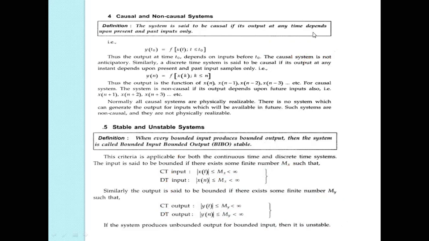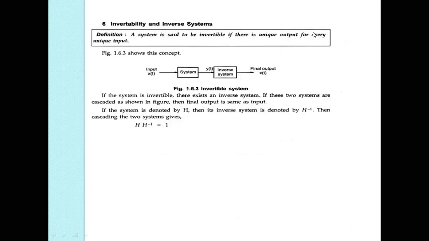Okay, my dear students. And the last one is invertibility and inverse system. The definition: a system is said to be invertible if there is a unique output for every unique input.